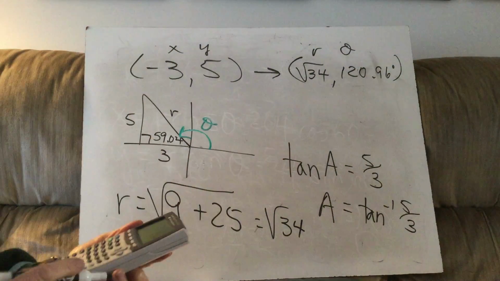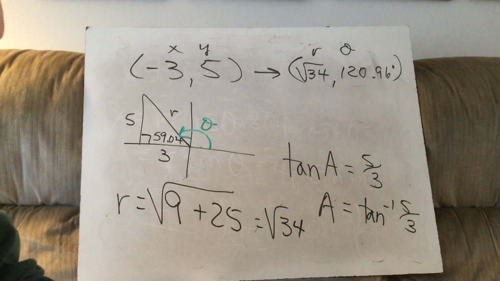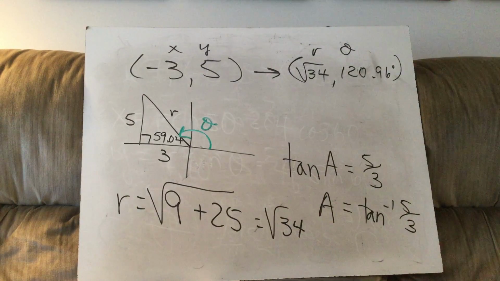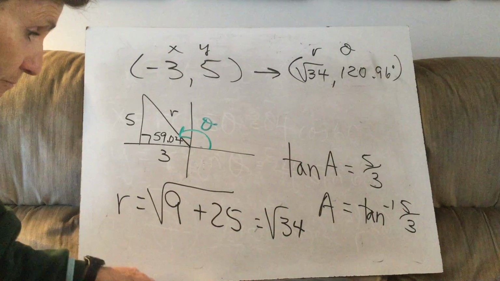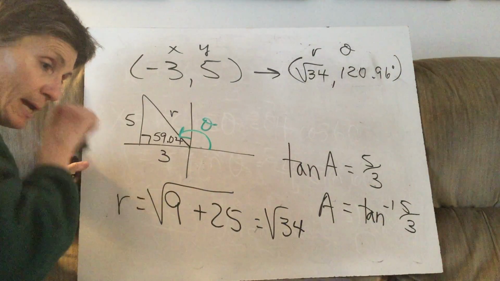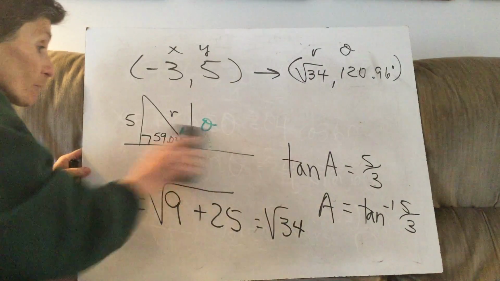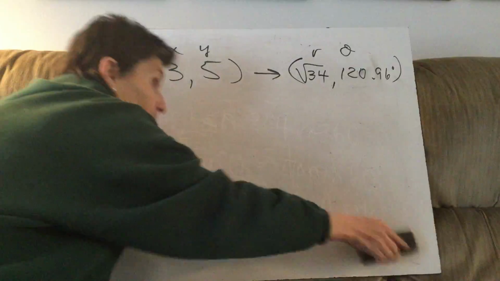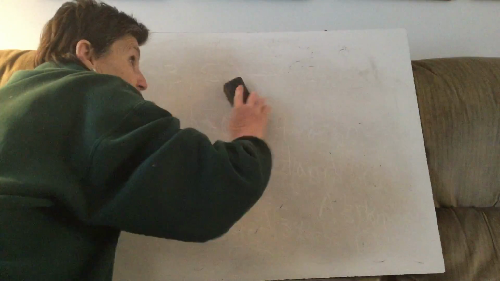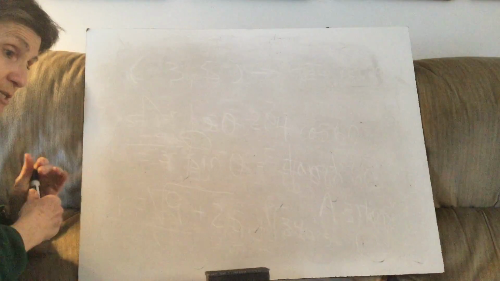So 120.96 is your actual theta. Okay. Now we're going to do the opposite, which we just did a couple seconds ago, so this is going to be easy.